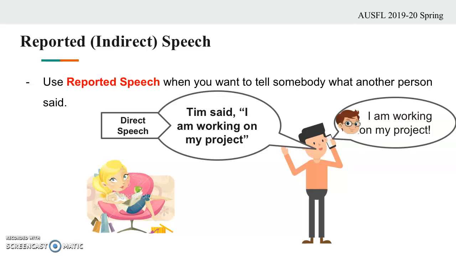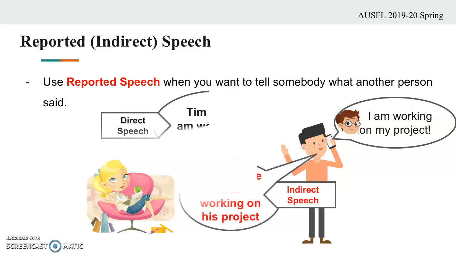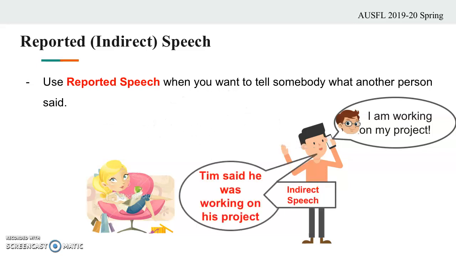The second way to tell someone what another person said is indirect speech. Let's have a look at the example. Petro starts reporting using a reporting statement, Tim said. But this time he makes some changes. He was working on his project. This is called indirect speech.